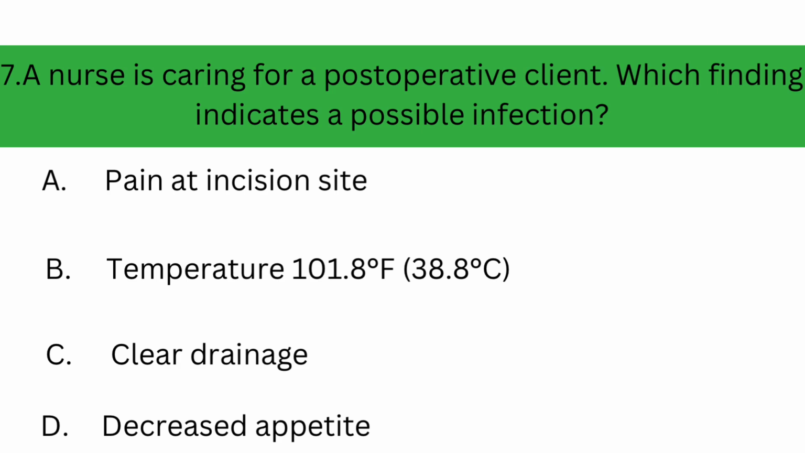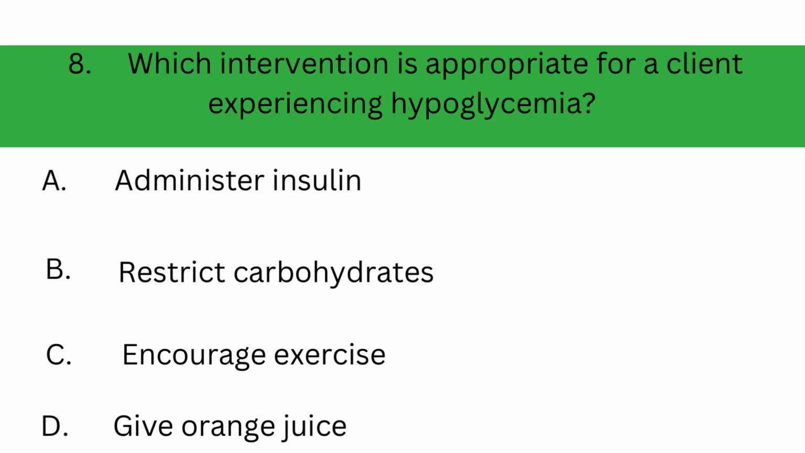7. A nurse is caring for a postoperative client. Which finding indicates possible infection? A. Pain at incision site. B. Temperature 101.8 degrees Fahrenheit, 38.8 degrees Celsius. C. Clear drainage. D. Decreased appetite. Correct answer: B.